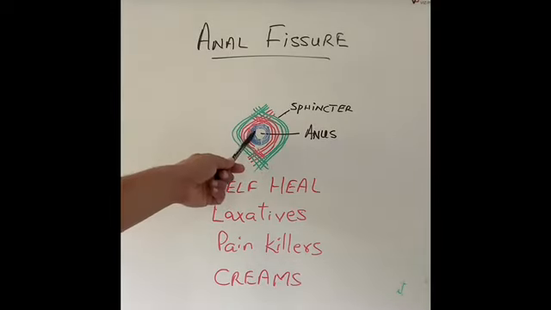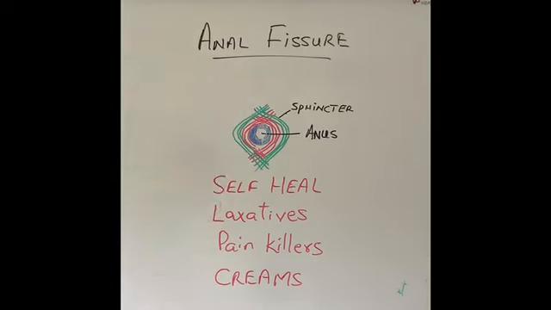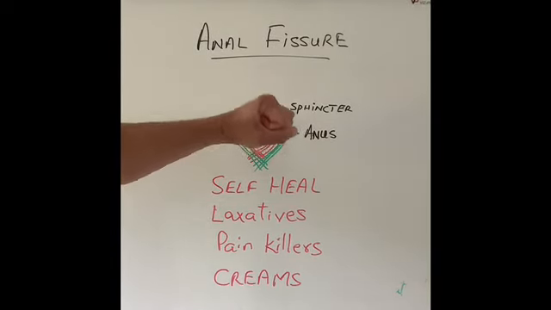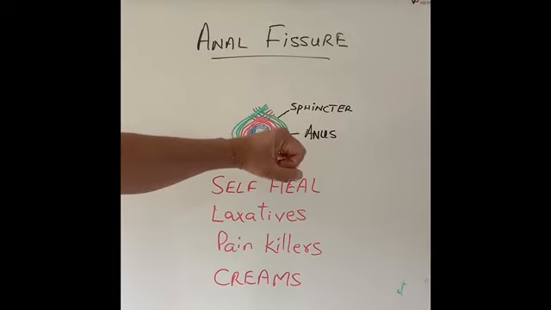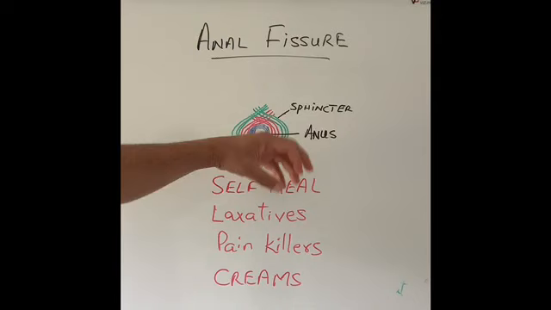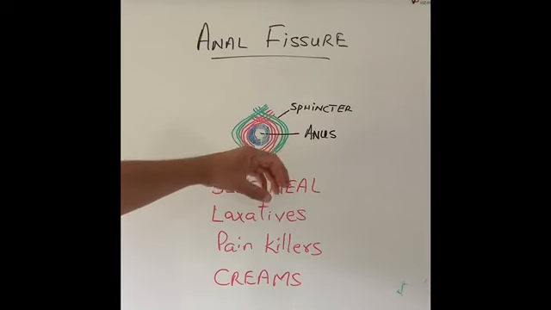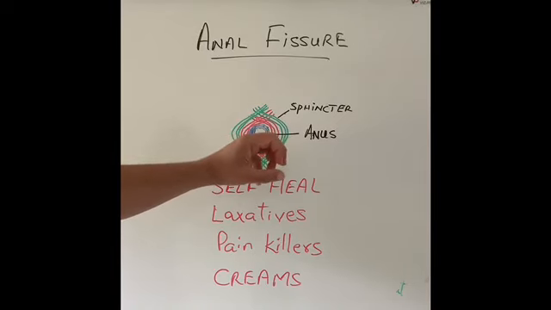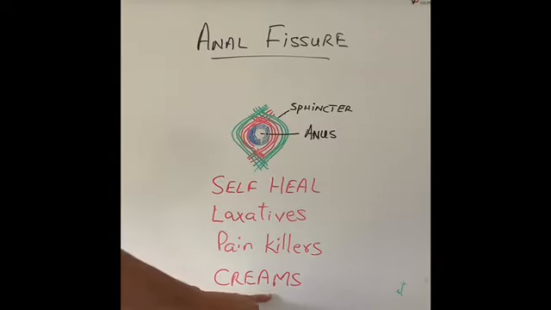If however it does not heal, the reason is because our bottom is very tight. It's either because the pain goes into spasm and we can't make it relax. If we can't make it relax, the blood supply does not come to the fissure and does not let it heal. So that spasm needs to be taken away. And one way of taking the spasm away is to give some creams.